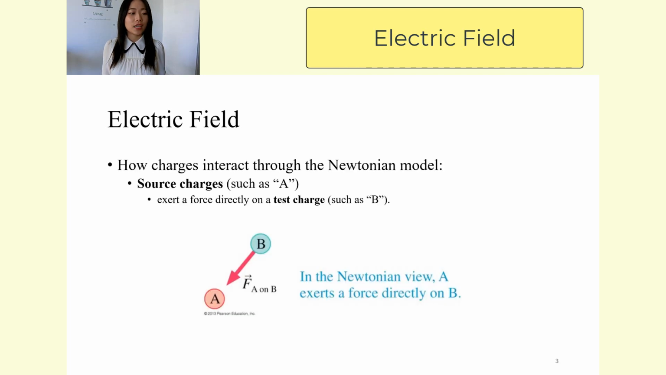Let's look at the concept through the Newtonian model. When we have a source charge, such as A, if we put a test charge around the source charge, let's name the test charge charge B. Then A exerts a force on B. So there's a force pointing from B to A, and we call that the force of A on B. That is when we look at the concept in the Newtonian model.